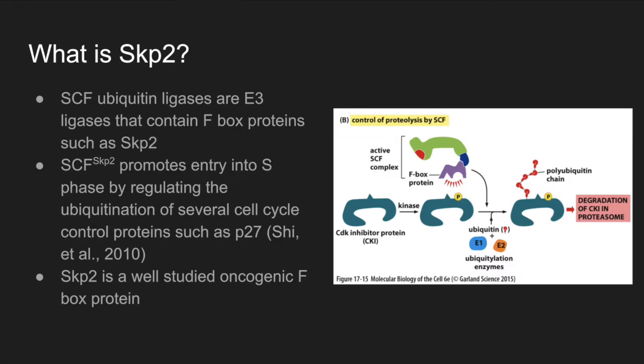SCF-SKP2 promotes entry into S phase by regulating ubiquitination of several cell cycle control proteins, such as P27, a CDK inhibitor and tumor suppressor gene. SKP2 is a well-studied oncogenic F-box protein. Its activity is highest at S and G2 phases and is necessary for cell cycle progression.